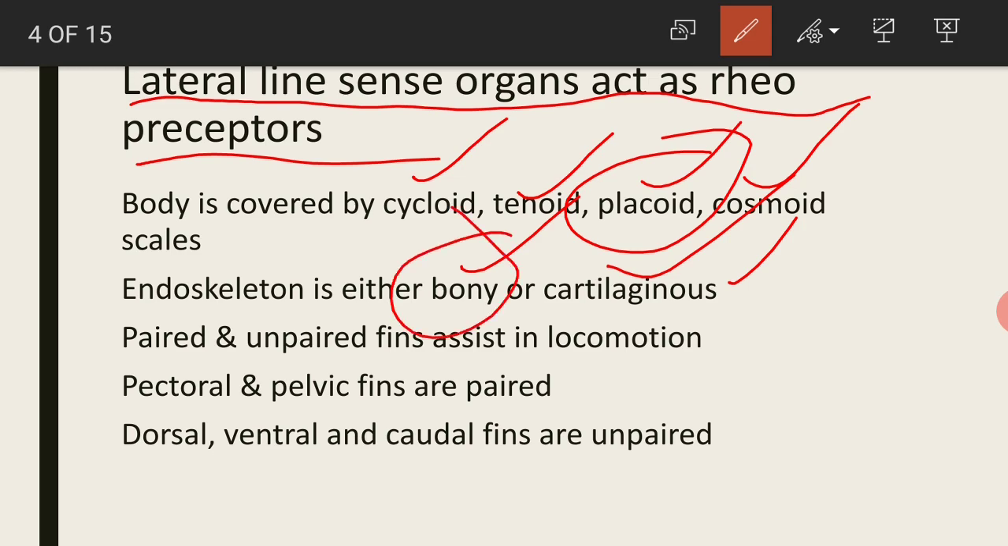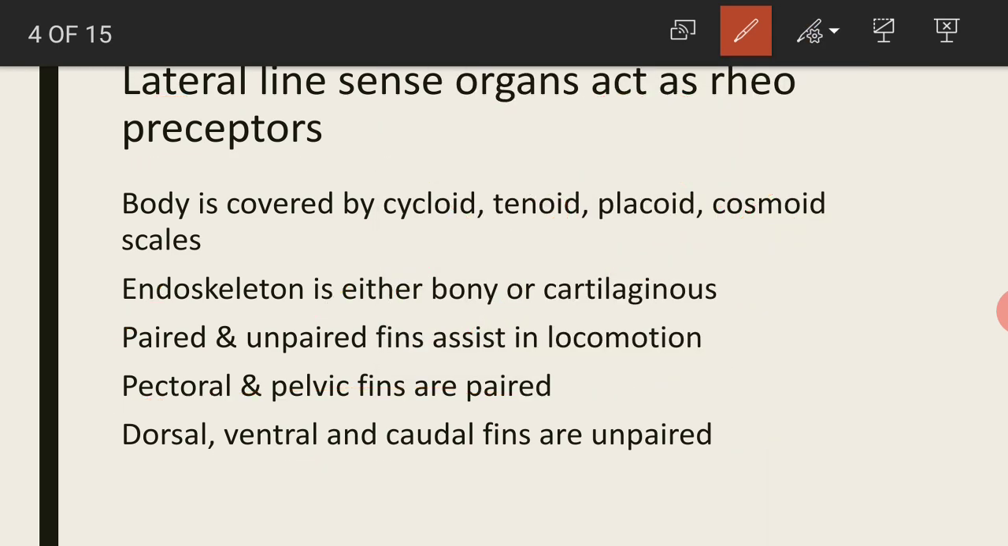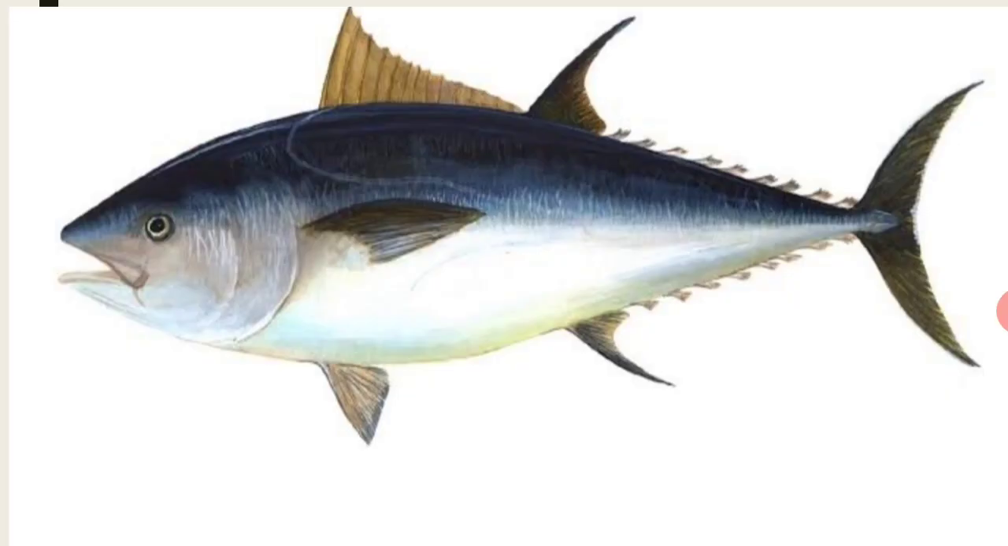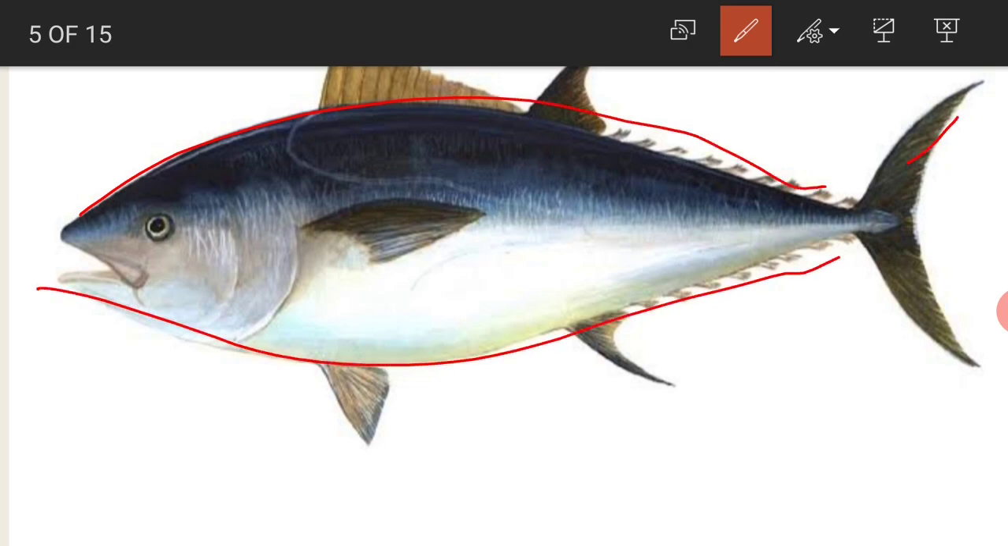And coming to the locomotory organs, namely fins, there are two types of fins, namely paired fins and unpaired fins. Pectoral and pelvic fins are paired fins. Dorsal, ventral, and caudal fins are unpaired fins. And here you can see the streamlined body of the fish. You can see the spindle shaped body, and this is the caudal fin.